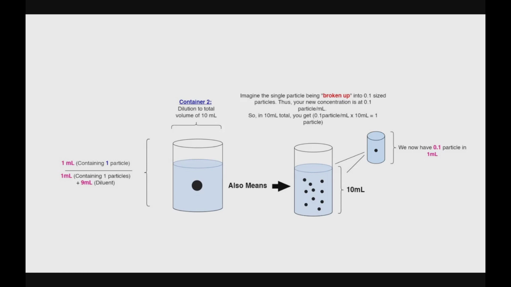But again, if you look at container 2, it also means that the one particle that we took out is dispersed amongst 10 milliliters. So it would look more like the image to the right with the smaller particles. But again, we're using particles just to drive an analogy.